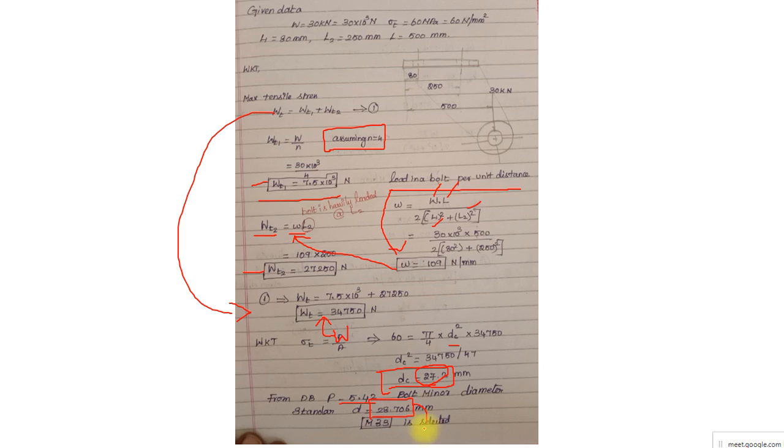So going next to that, if you look at the major diameter, it is M33. So we have selected M33 as the bolt for this particular problem. The problem asked me to find the size of the bolt. So this is all about your first problem.